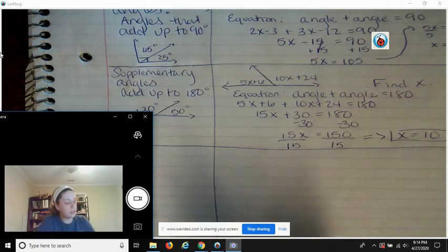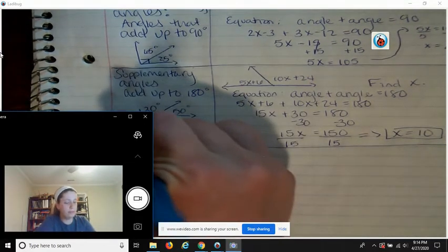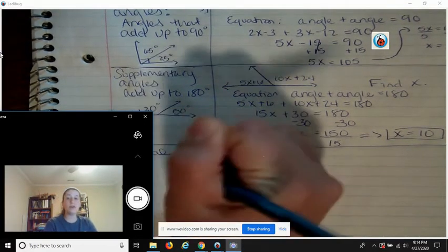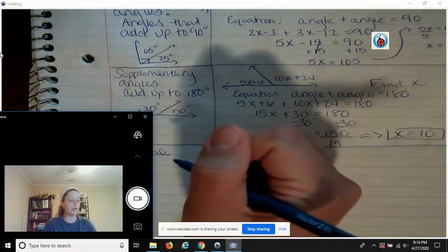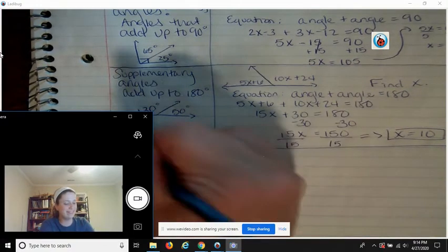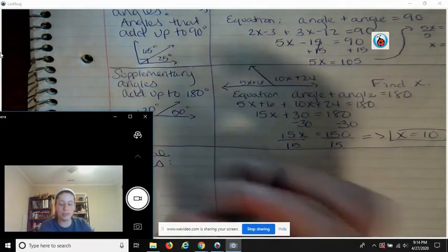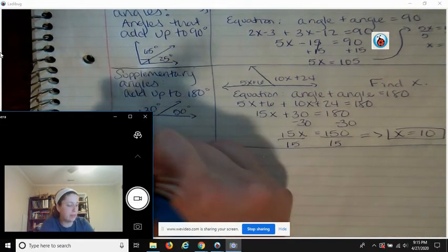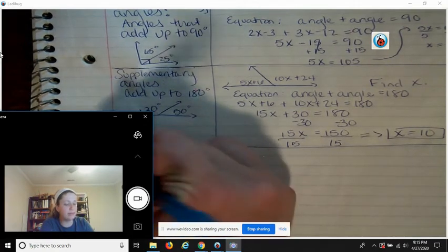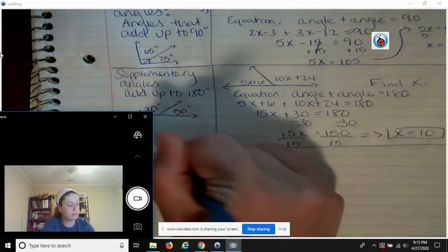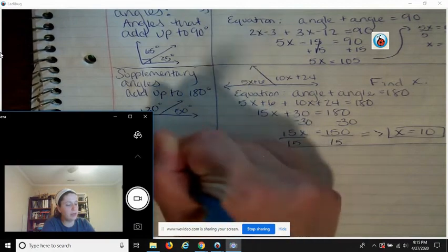So our next one is vertical angles. I spelled vertical wrong, probably my entire first year of teaching, and no one told me. I'm a terrible speller, so it was bound to happen. There's probably another one out there that I've been spelling wrong forever.